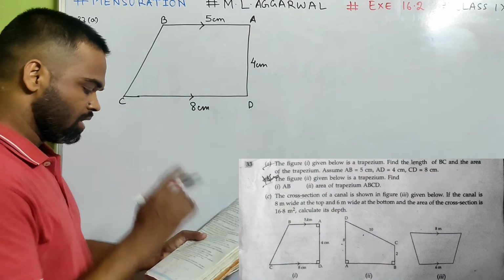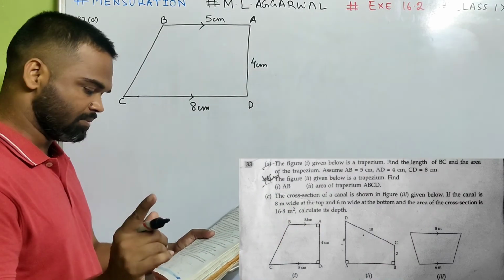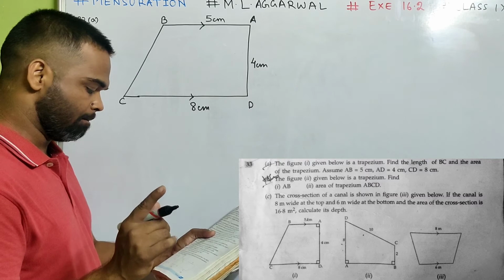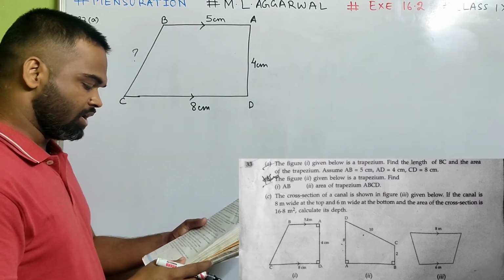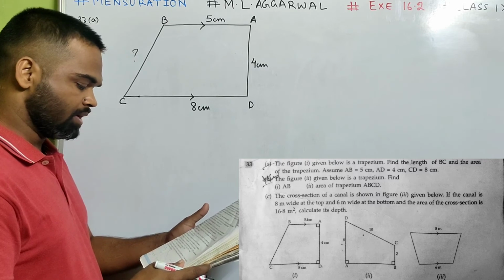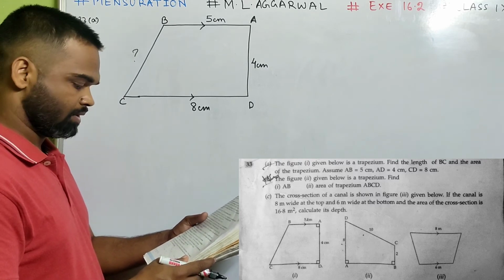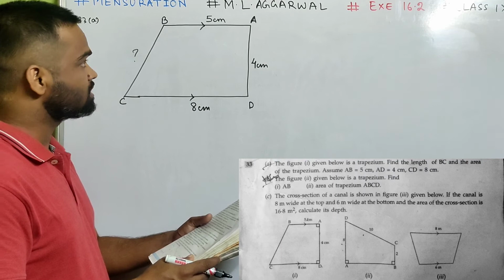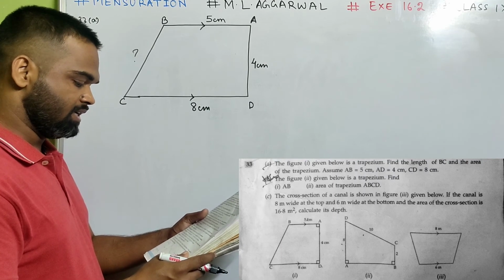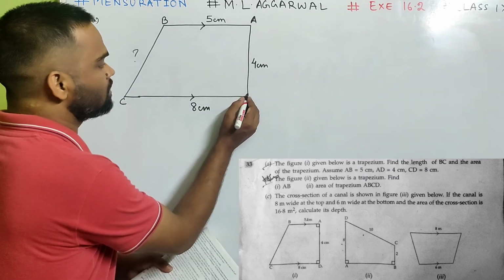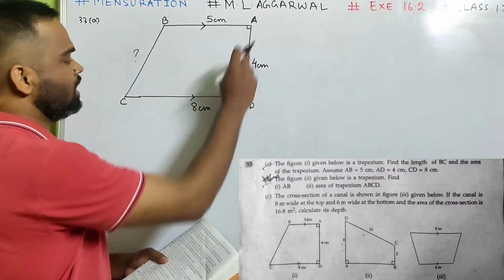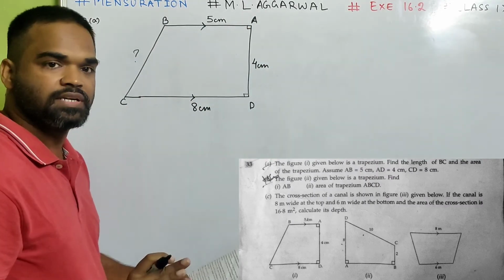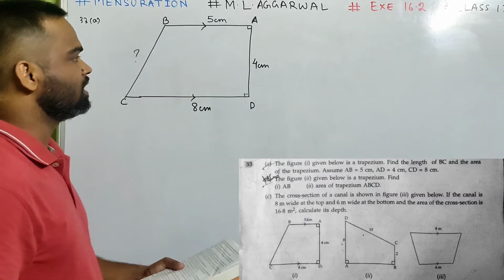What they've given? The figure given below is a trapezium. Find the length of BC. They want the length of BC. And the area of the trapezium, assuming AB is 5, AD is 4 and CD is 8 centimeter, and this is 90 degree. Which means AD is perpendicular on CD as well as BA.